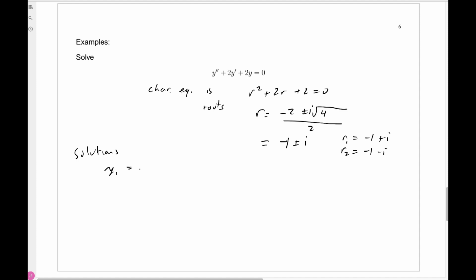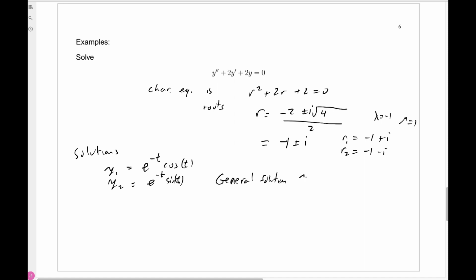y1, which is e to the minus t, that's the negative 1 times t, this is our lambda, equals minus 1, and here our mu is 1. We have e to the minus t cosine of mu times t, which is just cosine of t. And we have y2 equals e to the minus t sine t. And then our general solution, just as before, again, you could check very easily that the Wronskian is non-zero, and you should do that.